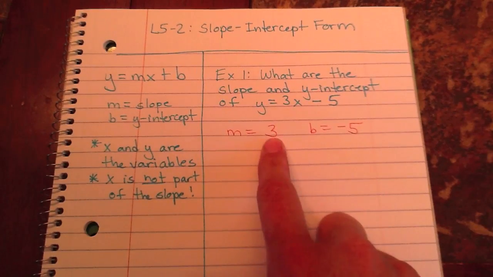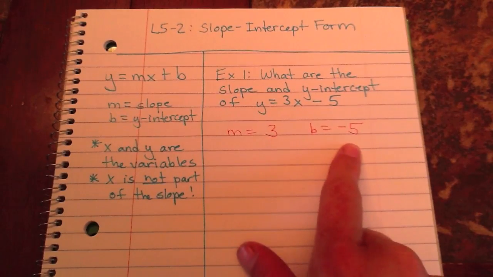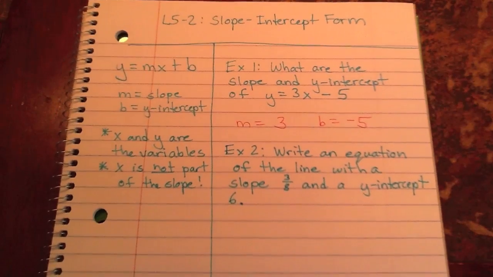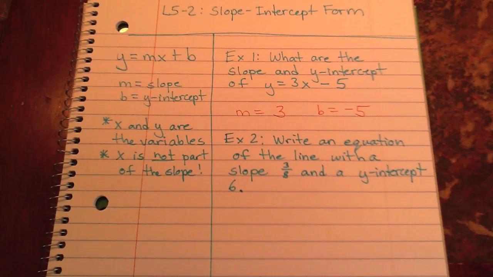Coefficient in front of x is my slope. Behind it, the number that's alone, is my y-intercept. Go ahead and write example 2 down, and if you want, you can try it on your own before you hit play again.